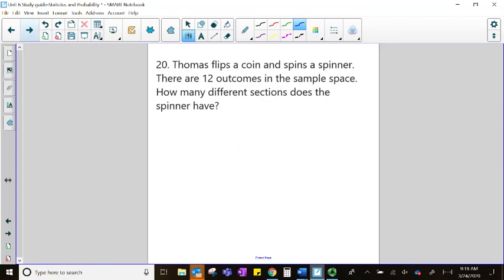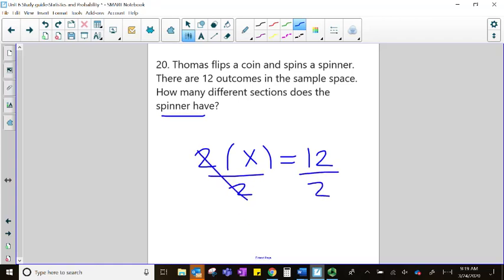Number 20, Thomas flips a coin and spins a spinner. There are 12 outcomes in the sample space. How many different sections does the spinner have? So when we do a coin, he has 2 sections. When we spin a spinner, we don't know, but we know in total that he has 12 outcomes. So we're working backwards here, dividing by 2 to get x by itself, and we have that x has to be 6 total sides. So that spinner has to have 6. You can go back and check. 2 times 6 is 12.